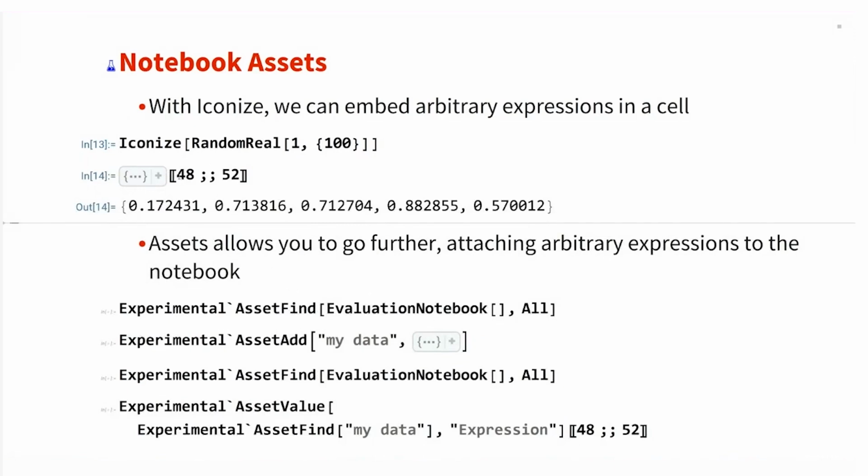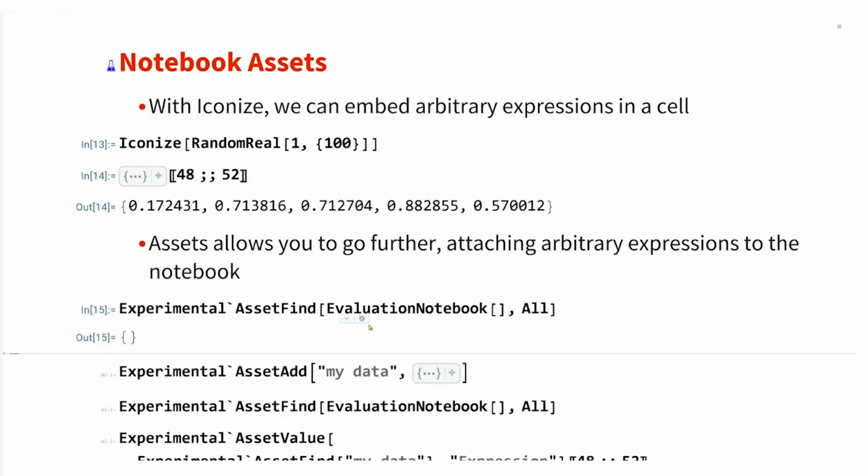Asset allows you to go, but this has to be in the input cell. And asset allows you to go further, attaching an arbitrary expression to a notebook. So first of all, we have no assets in this notebook right now. I'm going to add this. This is just a copy, this guy up here. I'm going to add that.